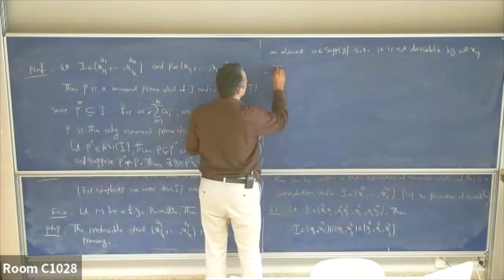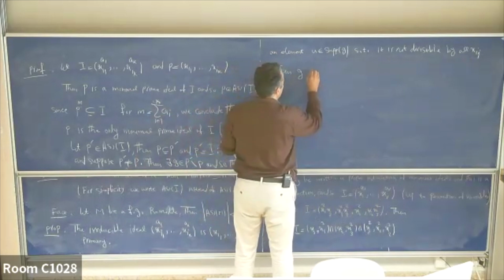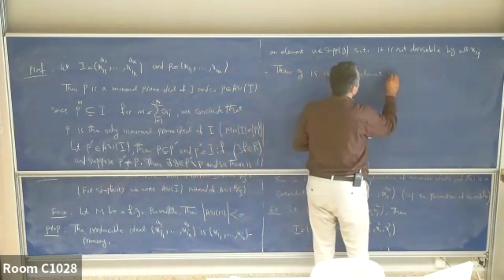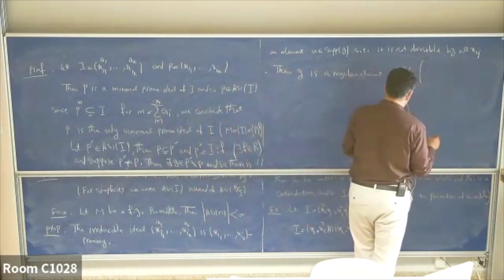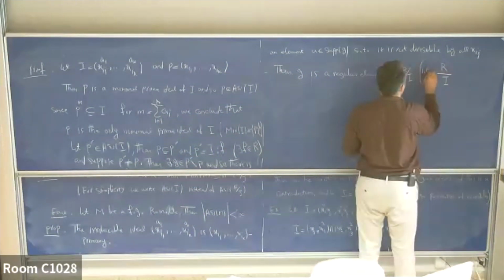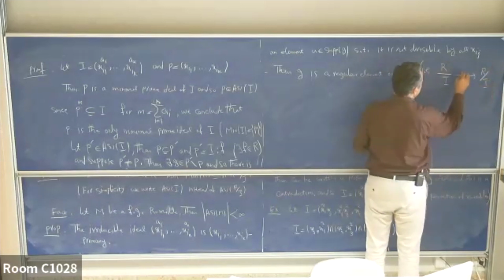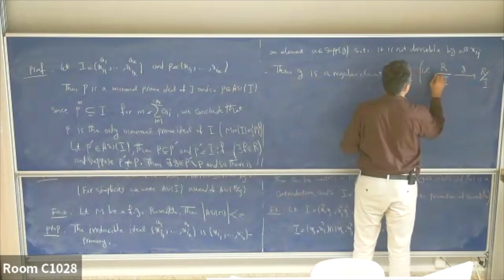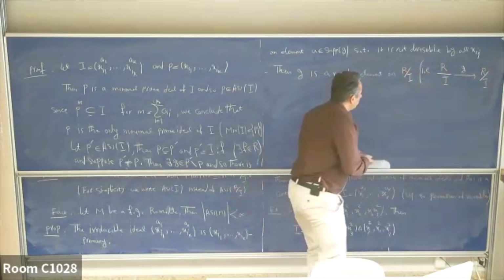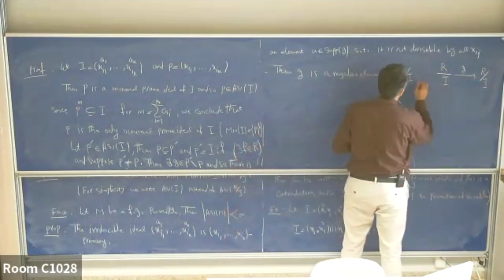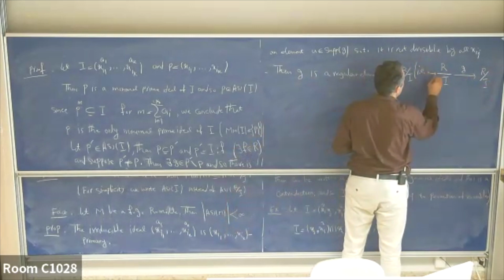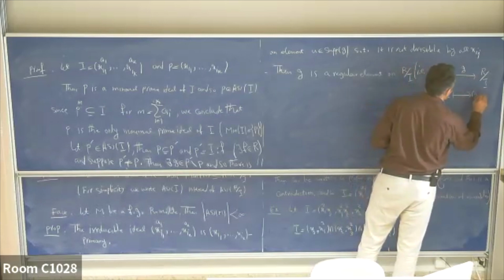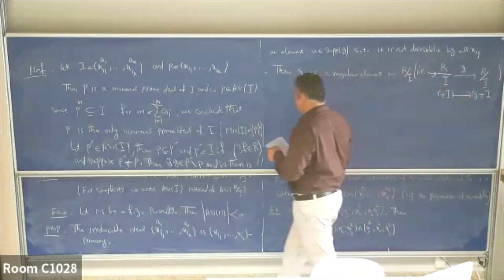Then g is a regular element on R/I. A regular element means that the multiplication homomorphism by g is injective, from R/I to R/I. This is injective, so g is a regular element.